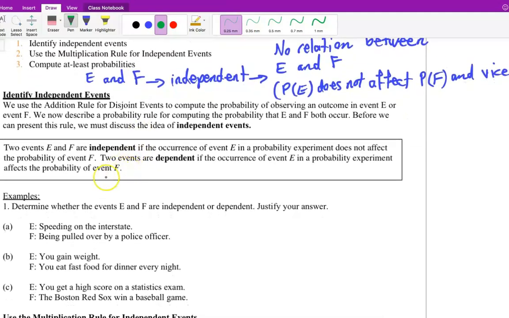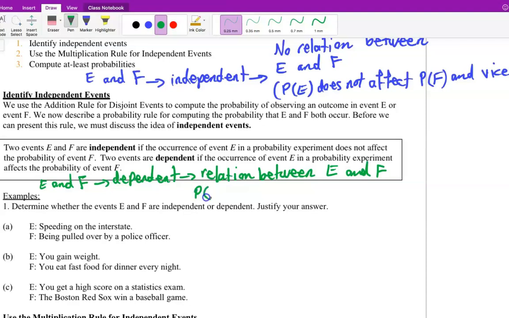Now what we have for dependent. Again, we have two events, E and F, and these two are dependent, meaning that there is a relation between E and F. And also probability of E affects probability of F, and also probability of F affects probability of E.